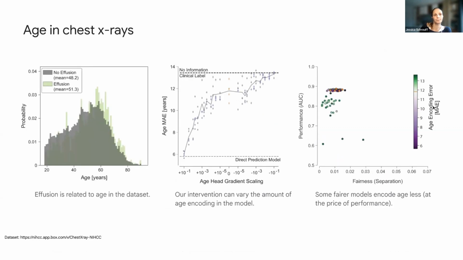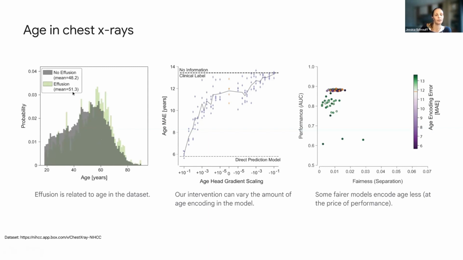So, some results. We looked at age in chest X-rays because, talking with clinicians, age is one of these attributes that might be more of a mix, and it's more difficult to make an a priori ethical decision that you want your model to encode age or not. We looked at this data set from the NIH, and we're looking at this binary classification of effusion versus no effusion. These are the distributions of the populations across the ages.